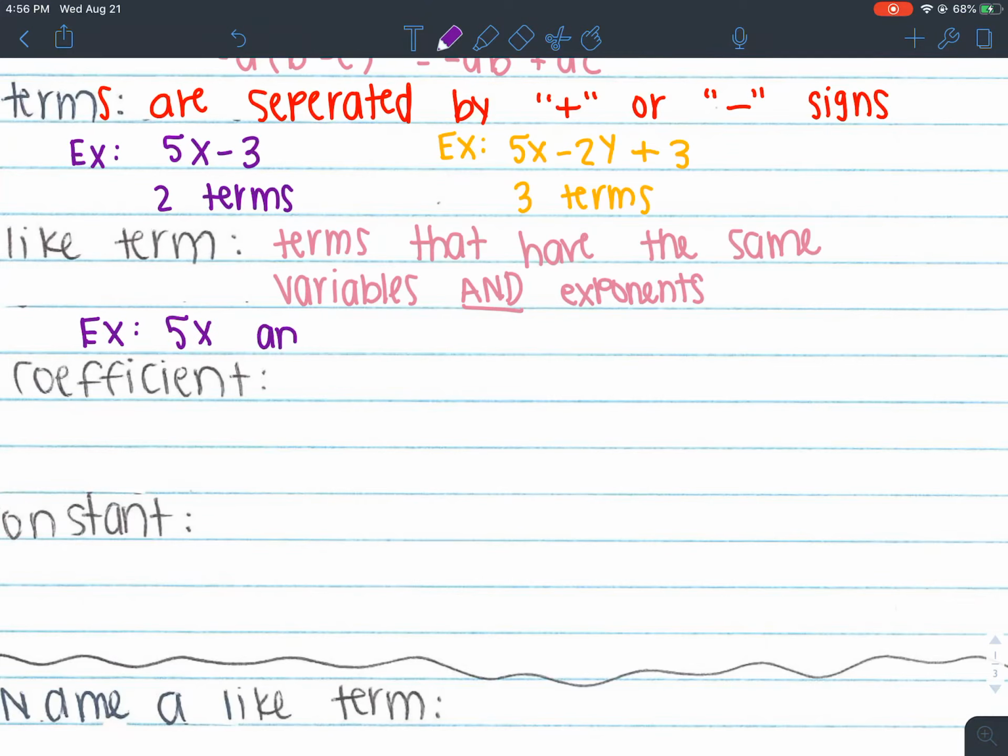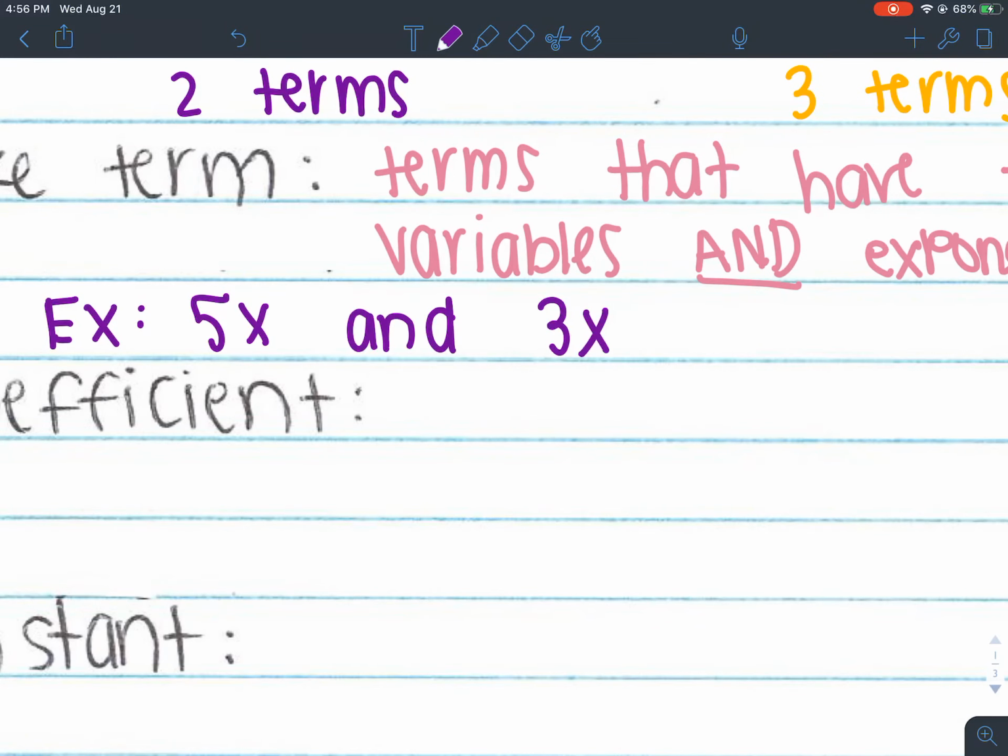5x and 3x. Are these like terms? Yeah, they're like terms. The reason why they're like terms is because their variable is the same. They both have an x, and the exponents on the x's are the same. There's technically a 1 exponent on both of these, so they are the same exponent.